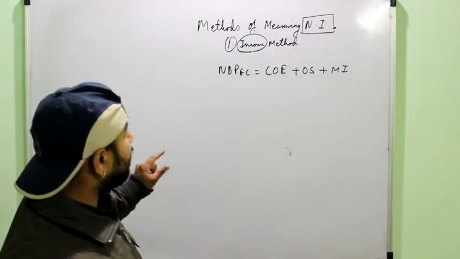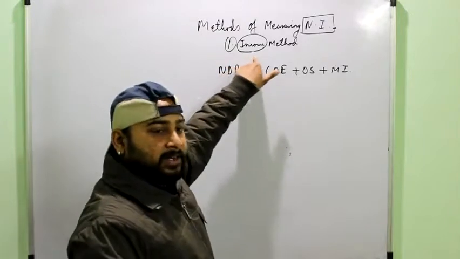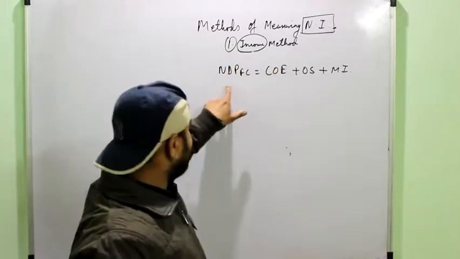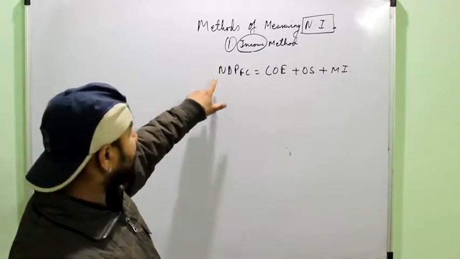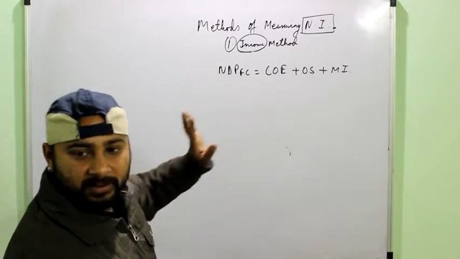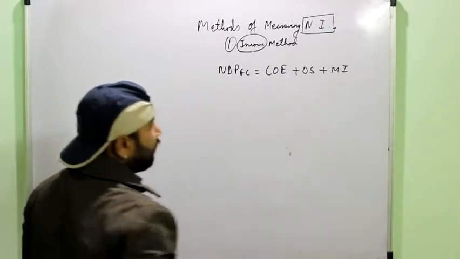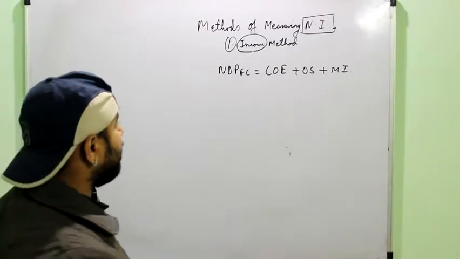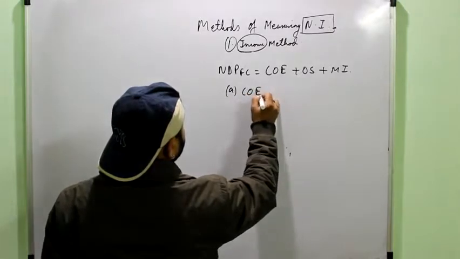One more important thing that you have to be careful of is that whenever you use the income method, you will use only this formula. It means only NDP FC will be calculated first. After that, it can be converted into national income or any other aggregate using the three converters. So now we'll talk in detail about what these COE, OS and MI mean. So first we'll talk about COE.